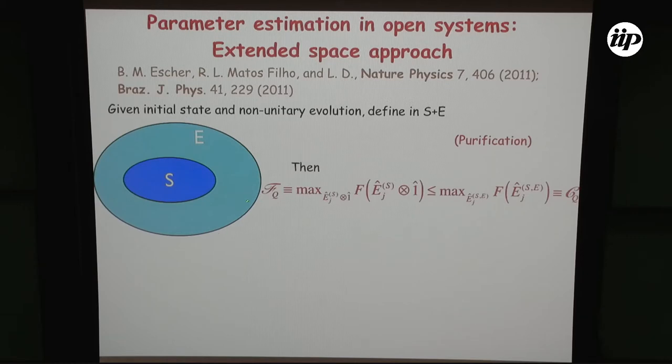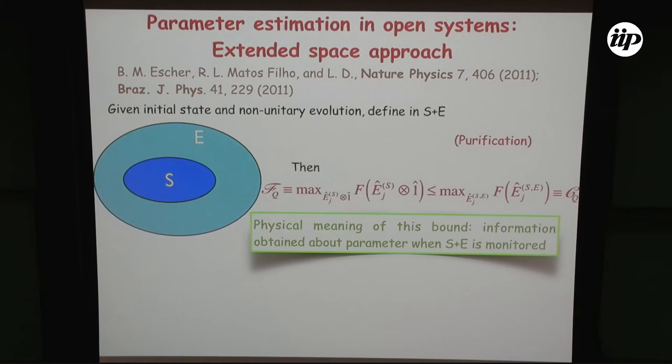And then you can see that the quantum Fisher information for the system is obtained, as I mentioned before, by maximizing the Fisher information over all possible measurements made on the system alone. Okay? So you don't do anything to the environment, just measurements on the system. And this should be smaller than the maximization of the Fisher information over measurements made on system plus environment, just because you have more freedom. Right? You can do other kinds of measurements. So you have this inequality here, which means that if you calculate the quantum Fisher information for the whole thing, and now we have a unitary evolution, so you can use the expressions we had before, this should be an upper bound for the quantum Fisher information of the system alone. Okay? So that's the idea.